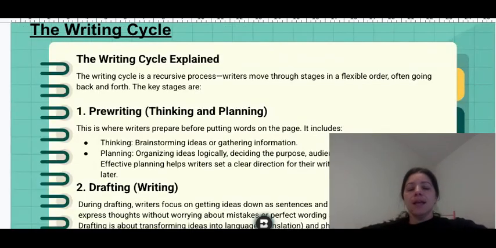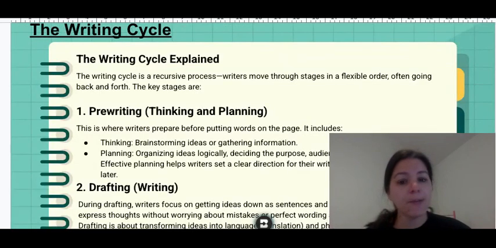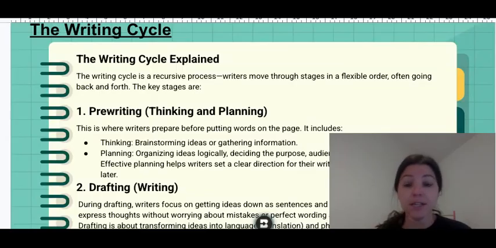All right. Now we're getting into writing. When we think about the writing cycle, right? We know writing is a recursive process. Writers move through stages in a flexible order, often going back and forth. The key stages are pre-writing, our thinking, our planning, right? This is where they're preparing before they're putting words on the paper, brainstorming ideas.